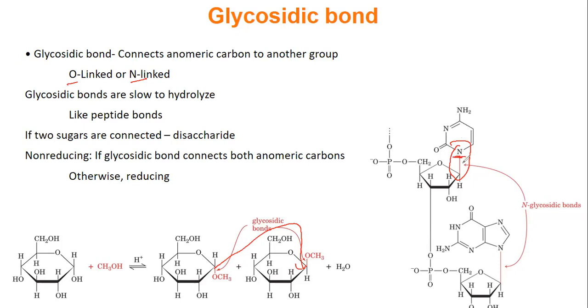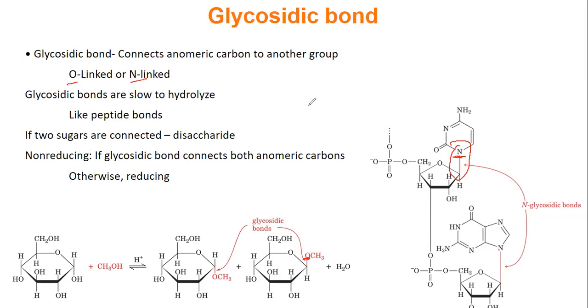When sugars connect to each other, they connect via an O-linked glycosidic bond. That is, the atom that is connecting to the carbon is an oxygen. Really, a glycosidic bond is basically any group that's connected to a sugar. They're very hard to break. It's like a peptide bond. Once formed, it takes a lot of energy to break these bonds. So they're rather stable.